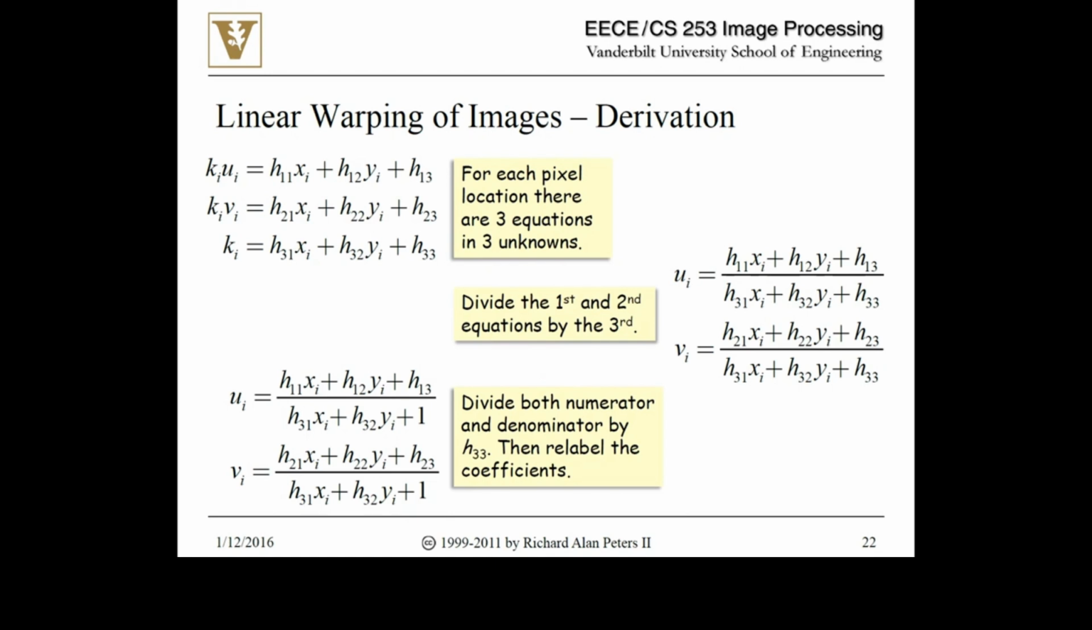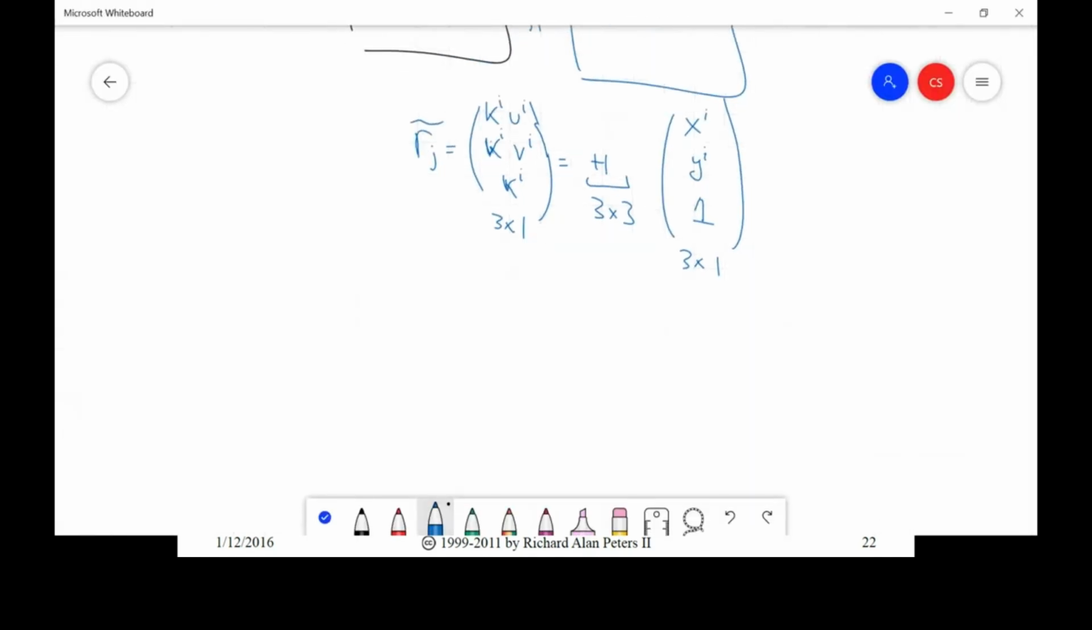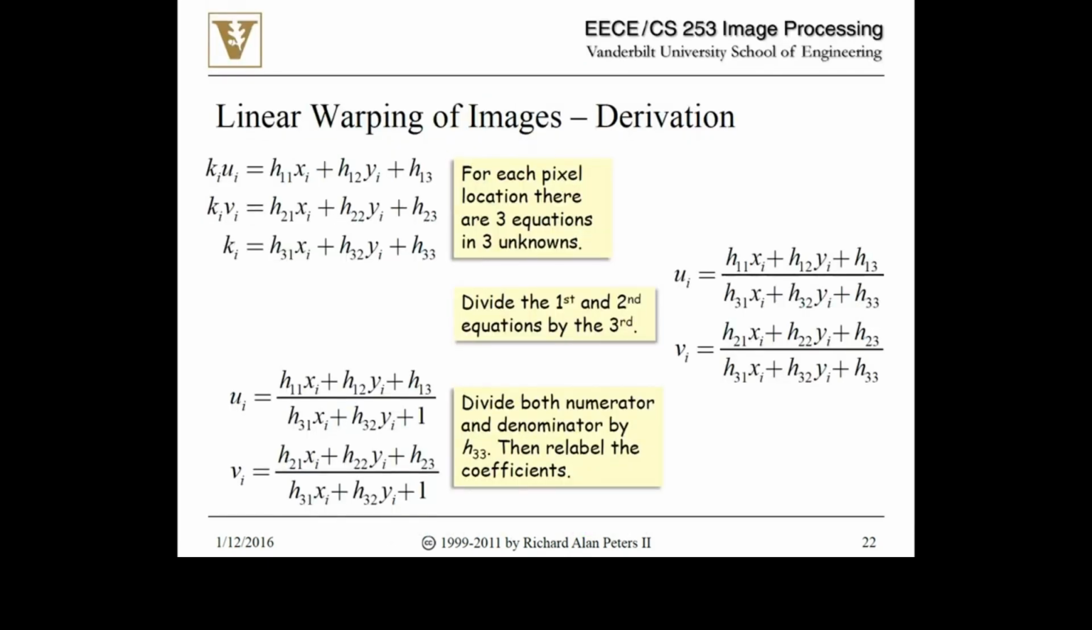So you can call those, for example, H11 divided by H33, and then you can call this one H11 prime. And the same for all the others. But actually, since we didn't know H11, we don't care if it is called H11 or H11 prime. So we can use the same letter for both. We relabel these coefficients, so we remove the primes. They are not exactly the same H11 that we had at the beginning, because we have divided by H33. But otherwise, the structure is the same.